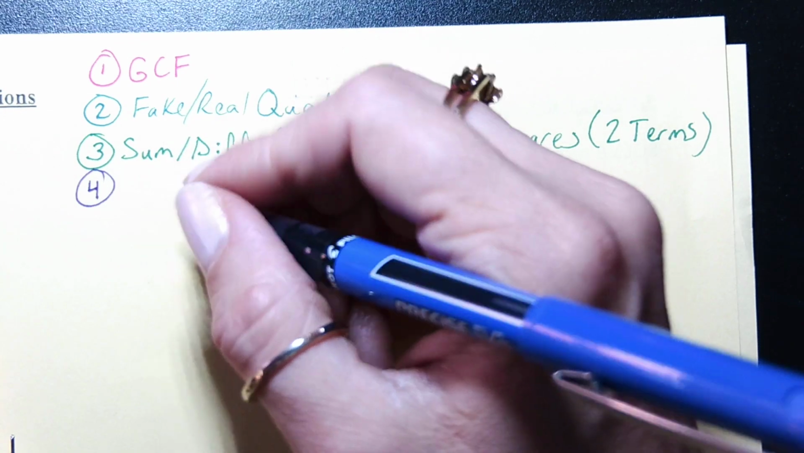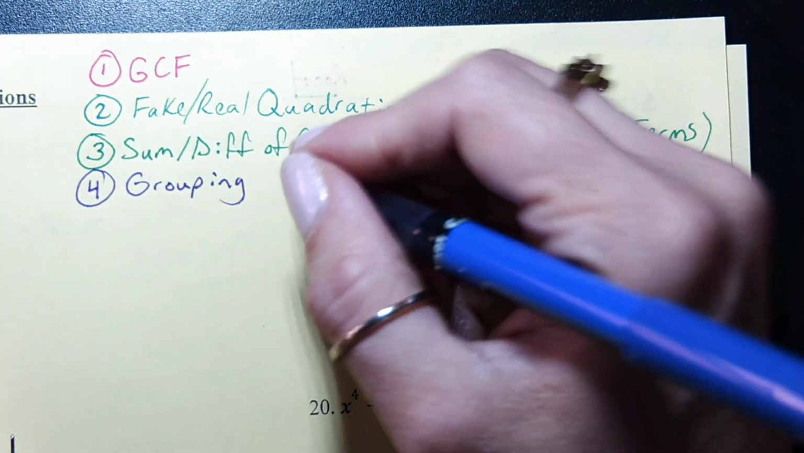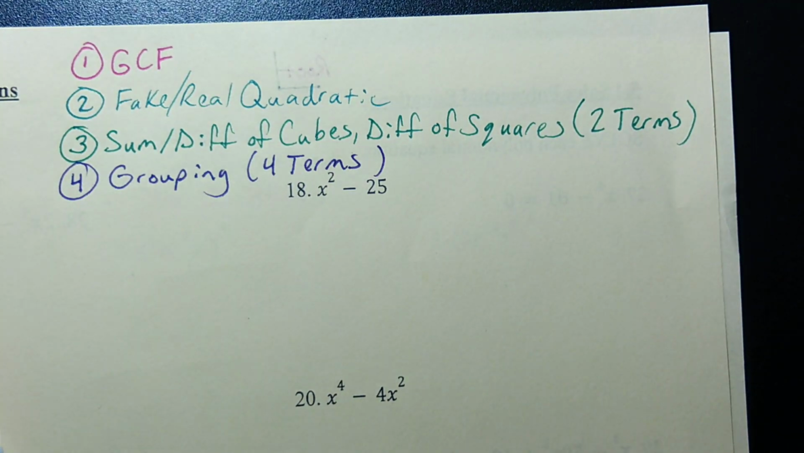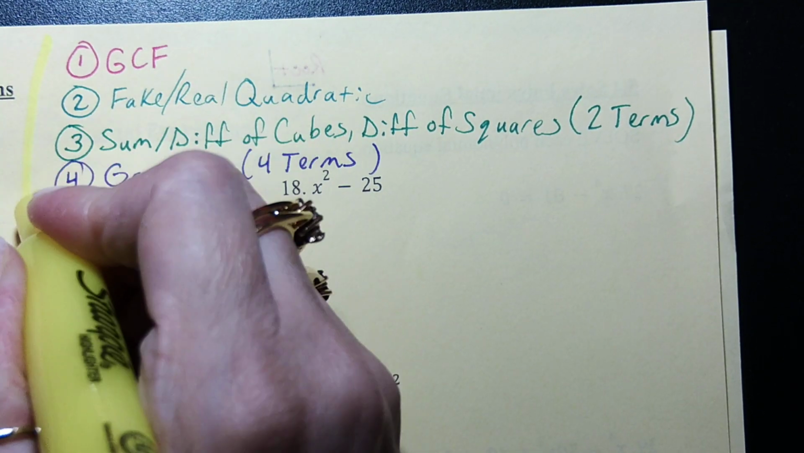Last type of factoring, grouping. And how I identify grouping is there are 4 terms. So these are our 4 types of factoring that we want to have in our arsenal for attacking these problems.